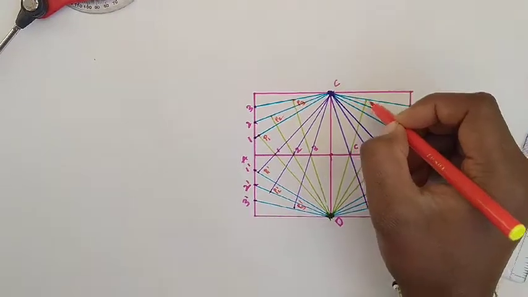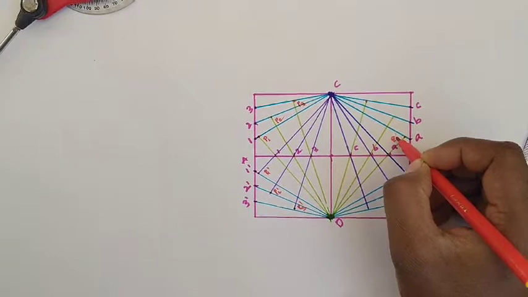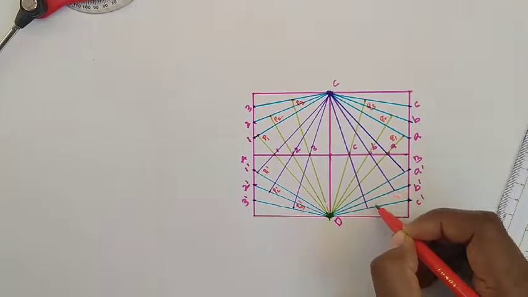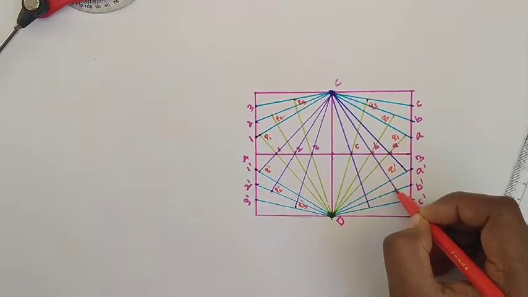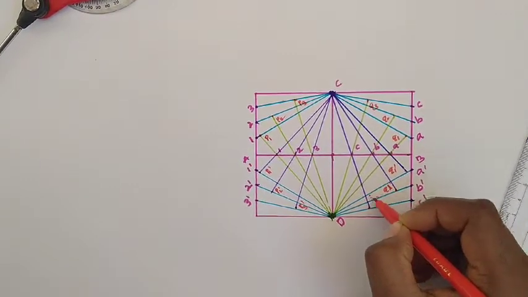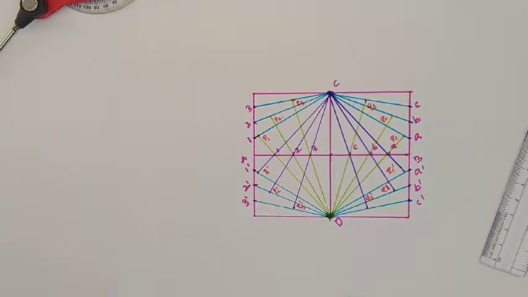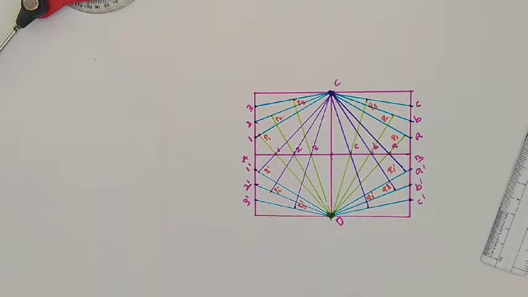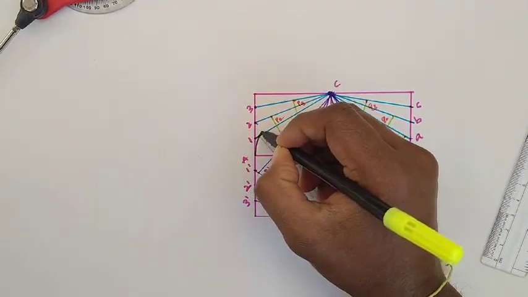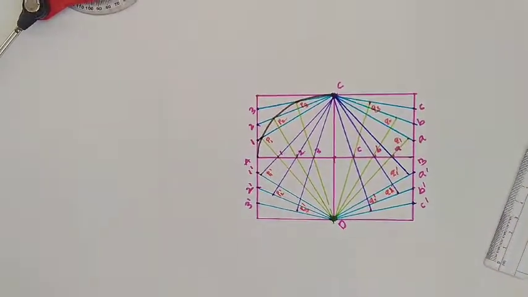Next, on this side, this is Q1, this is Q2 and this is Q3. On the bottom side, Q1 dash, Q2 dash and Q3 dash. Next, join these intersection points. From A, join A to P1, P2 and P3 up to the minor axis height C.